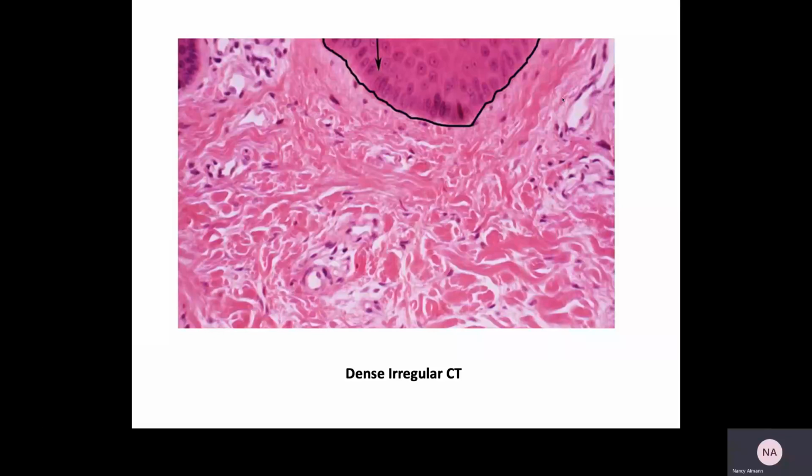In this micrograph, you can see dense irregular tissue that's going to be sitting deep to the stratified squamous epithelium of the skin. The basement membrane has been outlined in black, and you can see the arrow pointing down toward that very first layer of squamous cells that have just undergone mitosis.